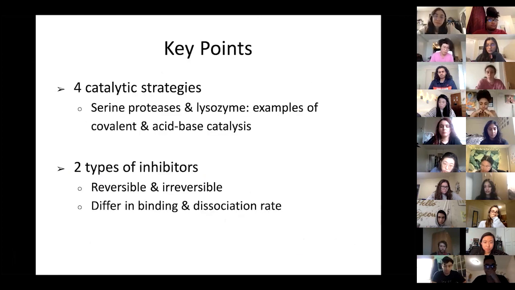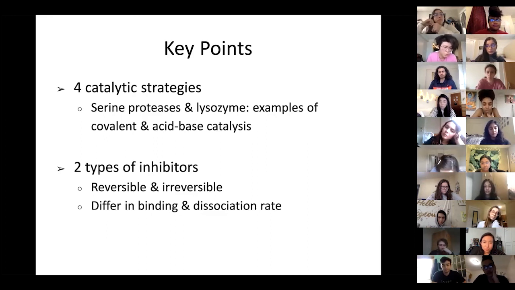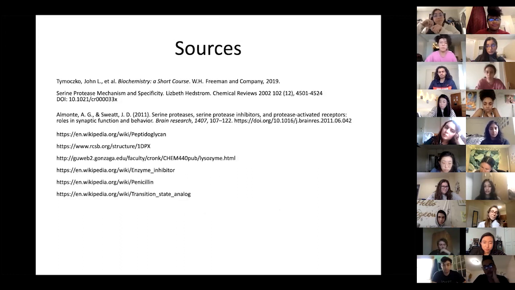So to sum up, there are 4 basic strategies, and serine proteases and lysozyme are examples of covalent and acid-base catalysis. The other 2 are metal ion catalysis and catalysis by approximation and orientation. There are 2 types of inhibitors, reversible and irreversible, and they differ in how tightly they bind to enzymes and how fast they dissociate from the enzymes. And that's it for our presentation, and these are the sources we used in this presentation.